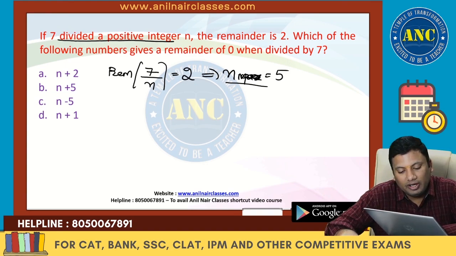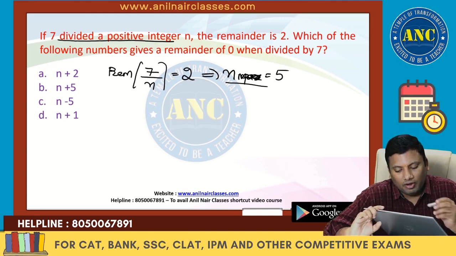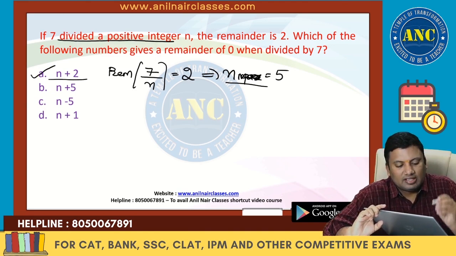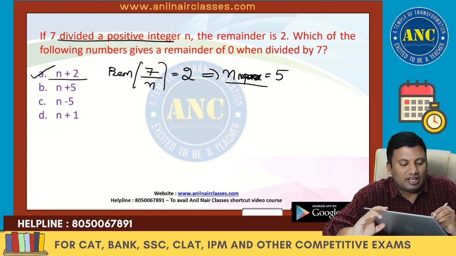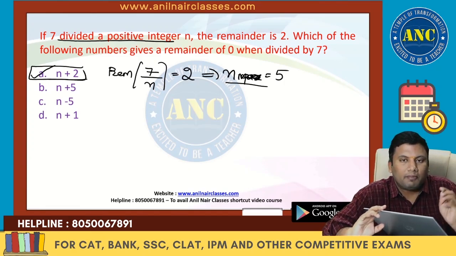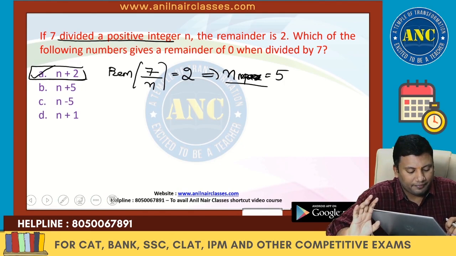Which of the following gives a remainder of 0 when divided by 7? Which of the following? N plus 2. 5 plus 2, it is nothing but 7. 7 divided by 7, it gives a remainder 0. Option number A. Idea is clear?